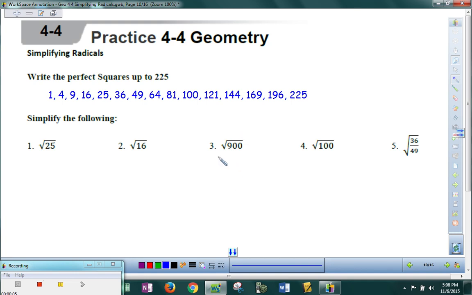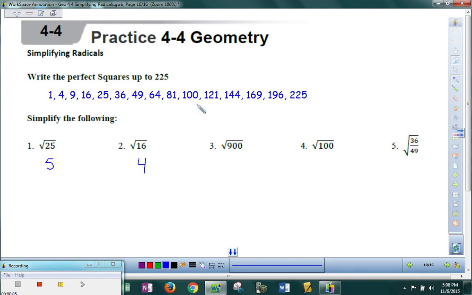Now, to simplify radicals, the first thing we ask ourselves is whether the number under the radical is a perfect square. Well, 25, you bet it is. It shows up on this list. 25 is a perfect square, and the square root of 25 is just 5. Same idea for number 2. We've got the square root of 16. 16 is a perfect square, so it simplifies to 4.